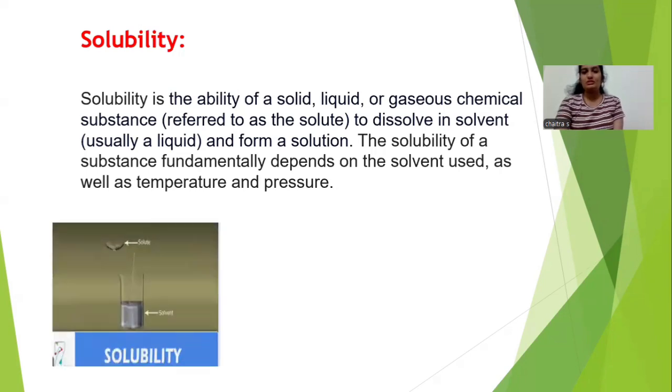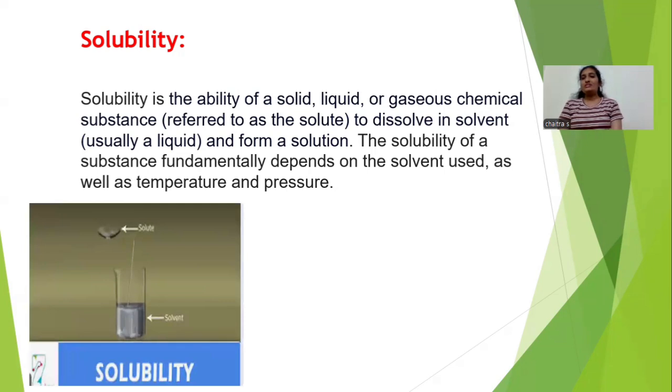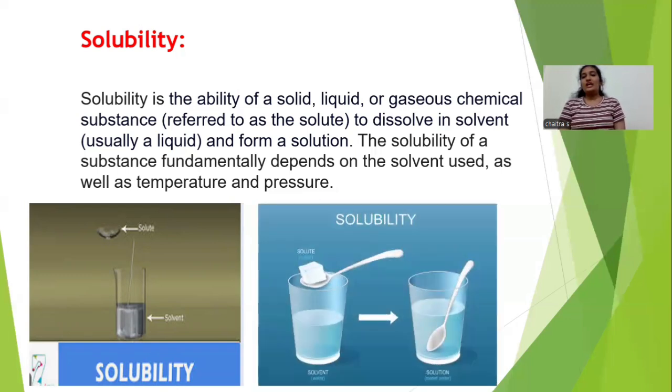Okay, let me give you one example. Here the solute can be a solid, liquid, or gaseous chemical substance, and it reacts with the solvent, then we get the solution. Here I have taken the solute as sugar. The sugar reacts with the solvent. Here the solvent is water. The water reacts with the sugar, and we get the sugar solution. The amount of water present in the solution depends on the solubility. The solvent is the water, and the temperature and the pressure also affect the solubility.